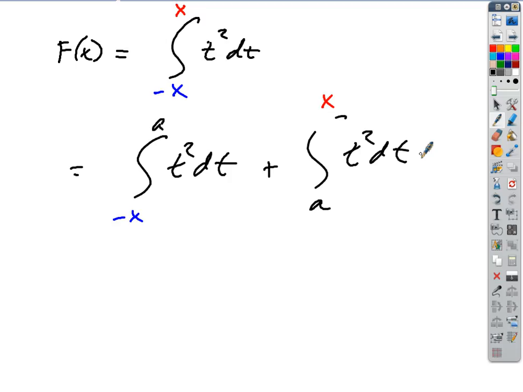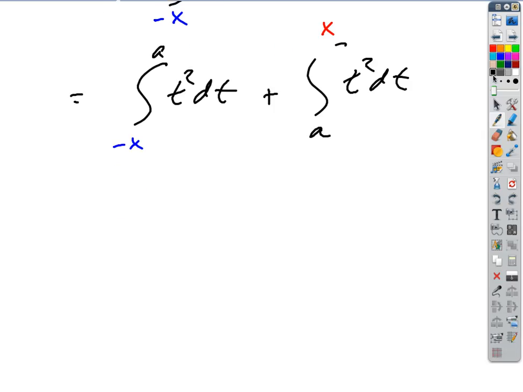Okay, I can also say this, can't I? Can't I also say here that this one, if I flip the limits of integration and I go from a to negative x, all I'm doing is put a negative sign out front, right? Yeah. Okay? Yes.